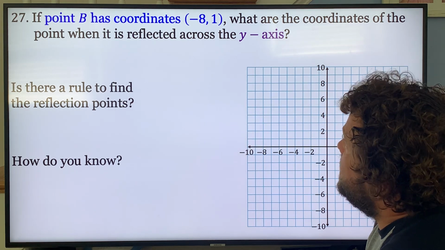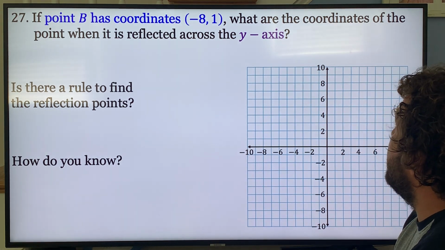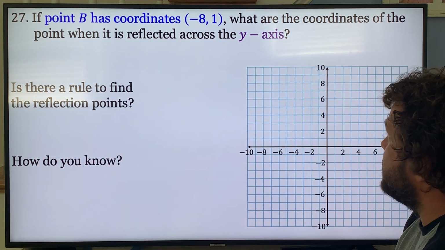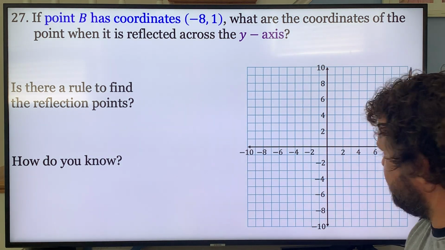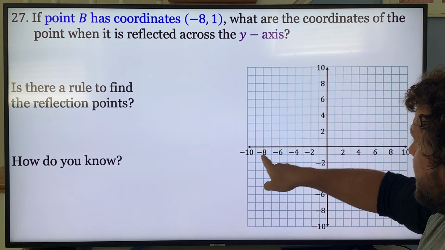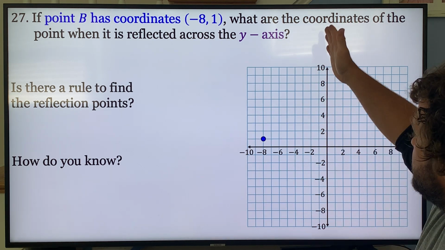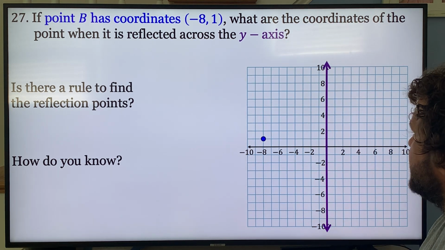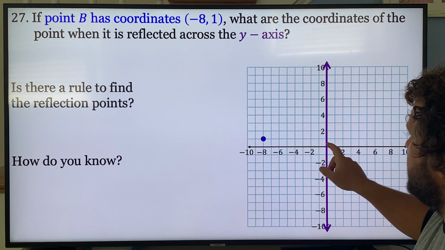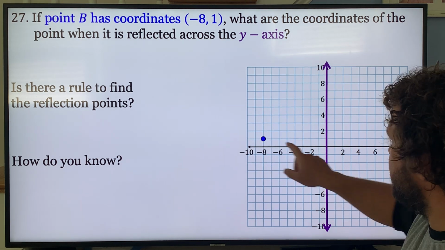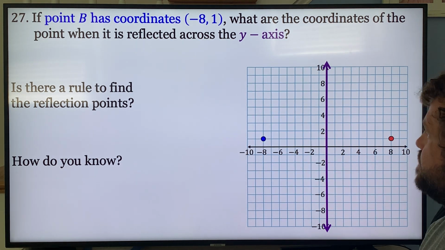If point B has coordinates negative 8, 1, what are the coordinates of the point when it's reflected across the y-axis? This is a quick one. Plot point negative 8, 1. Negative 8 over, 1 up. Reflected across the y. Y is your vertical axis. So instead of negative 8, 1, it's going to be 8, 1.